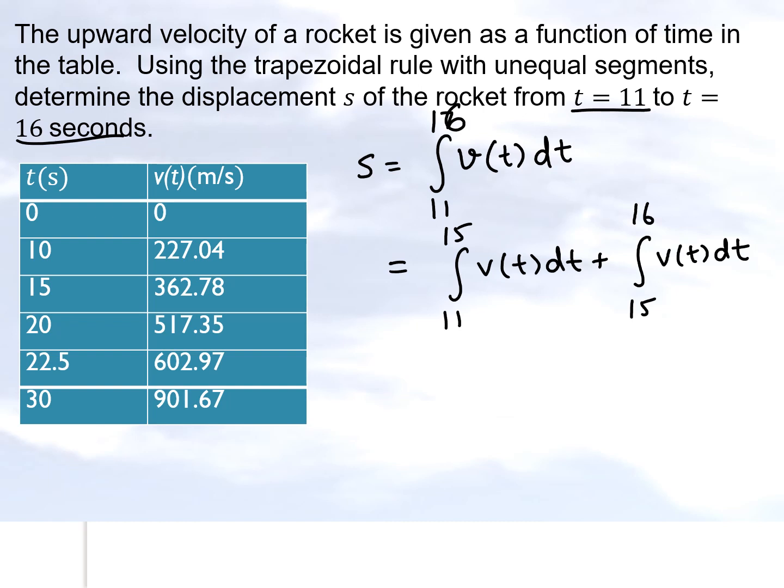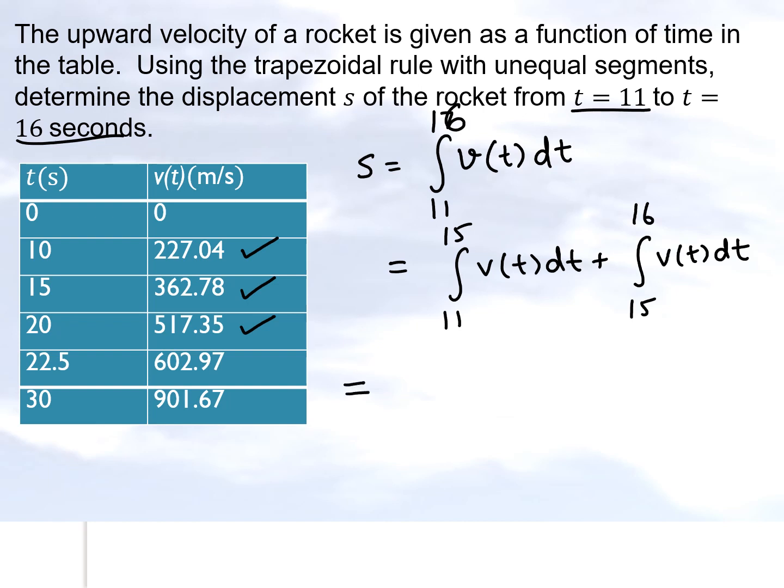And somebody may say, why did you do that? It is because we're given the value of the velocity at 10, then we're given the velocity at 15, and then the velocity at 20. So the only way we can break it up so as to apply the trapezoidal rule with unequal segments is to let one integral go from 11 to 15 and the next integral go from 15 to 16. And by doing that, we'll be able to apply the trapezoidal rule with unequal segments.